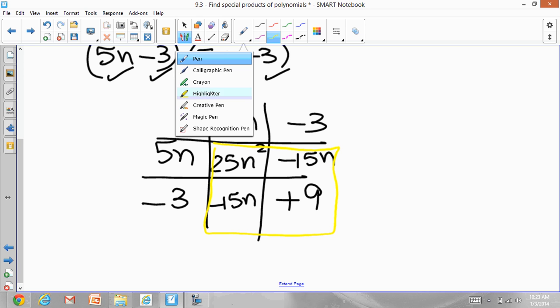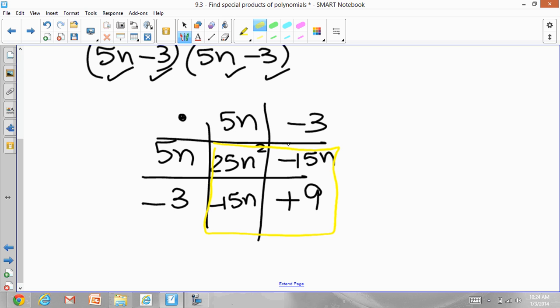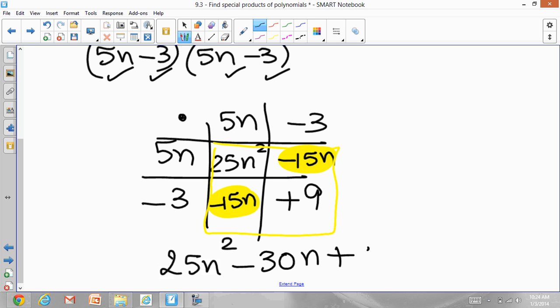So I'm going to look to see if there are any terms that I could combine. I'm looking for an n and an n. So let's look at this. You get 25n squared, which cannot be combined with anything. Negative 15 combines with negative 15 to give you negative 30, n tags along, plus 9. When I'm talking about combining the terms, I'm only talking about combining the numbers. The variable just tags along.